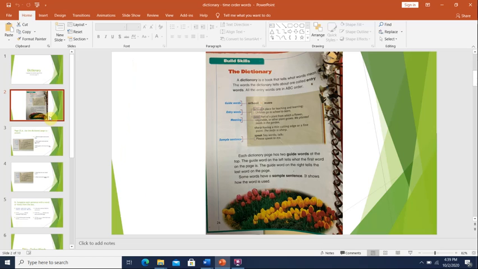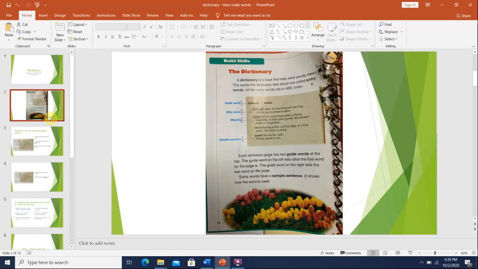Again, what is a dictionary? A dictionary is a book that tells you what words mean. It's a book. How is this book different from any other book? This book has many words and it tells you what each word means.